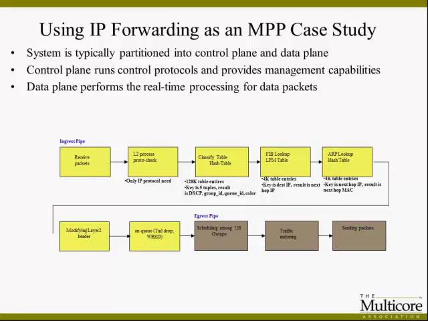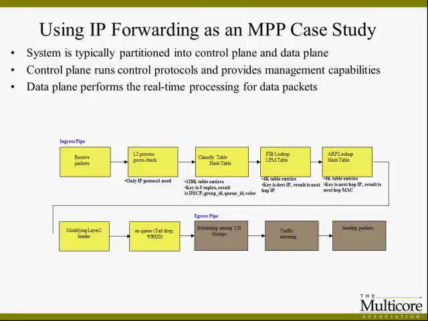The control plane runs control protocols. It provides management capabilities, error reporting, things like this. The data plane does a lot of the real-time processing for the data packets. It's all about taking data packets in, doing some processing as quickly as possible, forwarding them on to a destination. This is an example of that here.